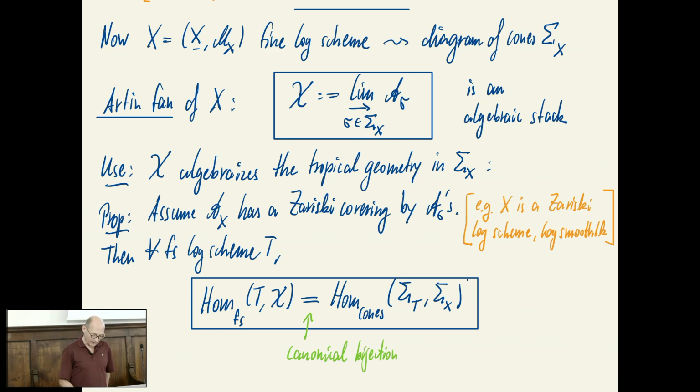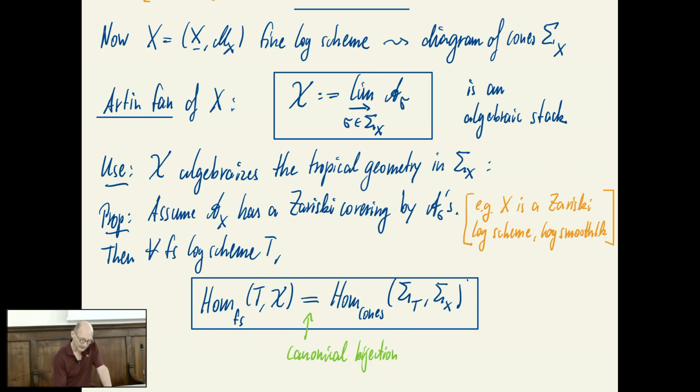So I want to make a statement which will show that this Artin-Fan algebraizes the tropical geometry of sigma X, namely as follows. There's some technical assumption that assumes that AX has a Zariski covering by S sigmas. That has to do with these monodromy things that mess up the Artin stack. It's not quite functorial, but let's ignore it.